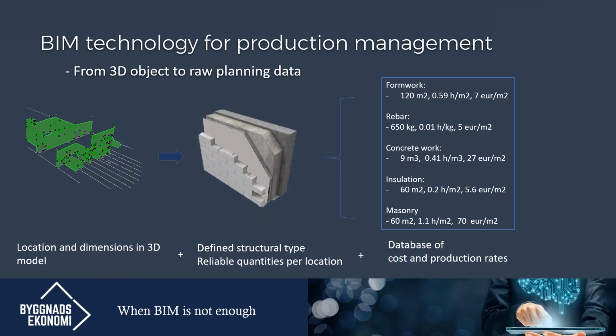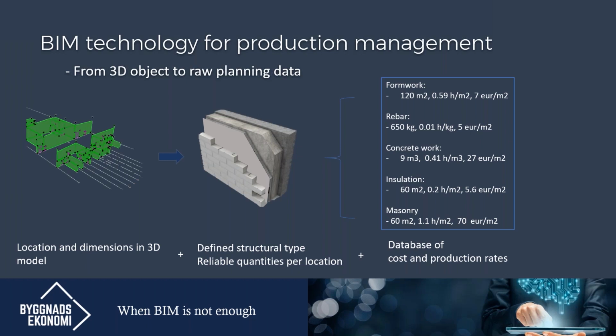That was the less technical use of 3D and Solibri, even though extremely powerful. The other way, the more mathematical way to use BIM technology for production management is shown in the process here, from going from 3D object to raw planning data. We start up on the left side where we have location and dimensions available in the 3D model.